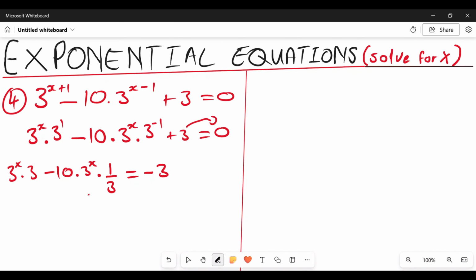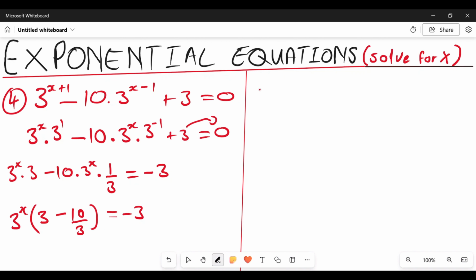Right. So when you look on the left hand side here, we have two terms, and we do have a common factor. We have 3 to the power of x and also another 3 to the power of x there. So if we take out the common factor, which is 3 to the power of x, we're going to be left with 3 on this term here. And on the other term, we're going to be left with negative 10 multiplied by 1 over 3. So we can say negative 10 divided by 3. There we go. All this is equaling to negative 3.